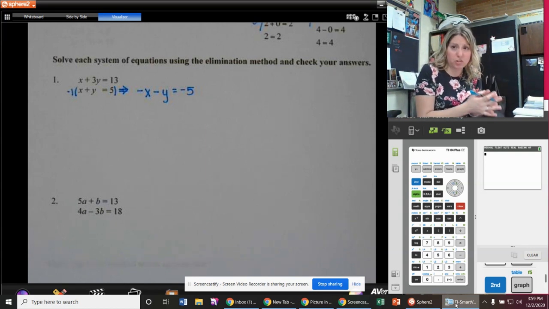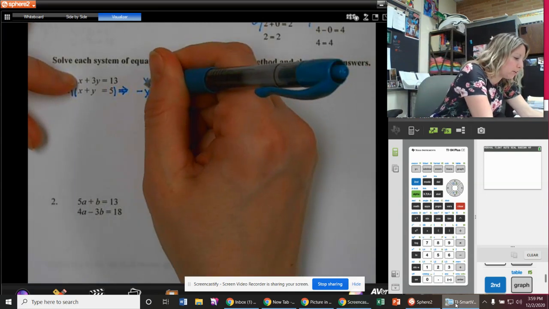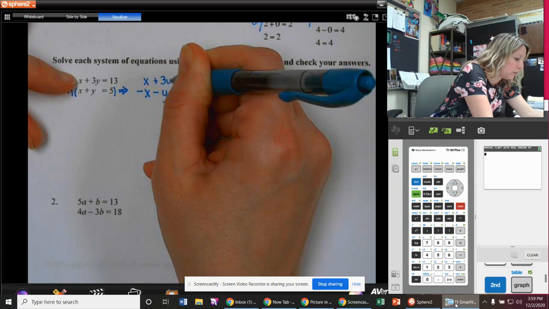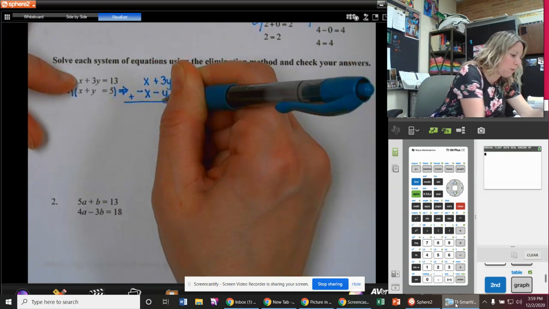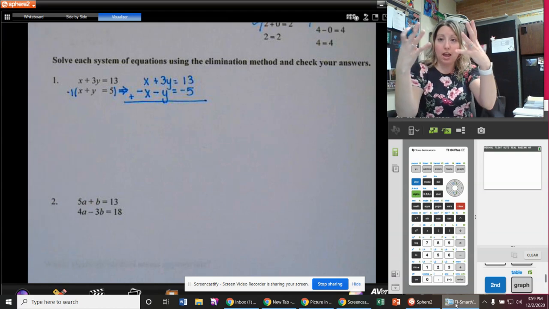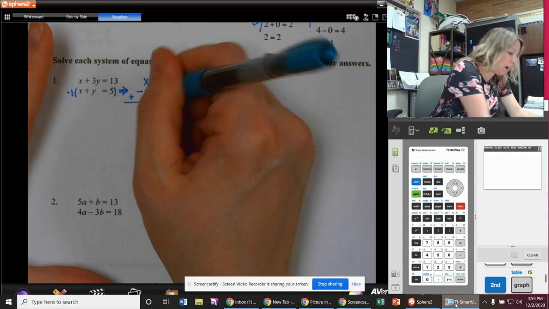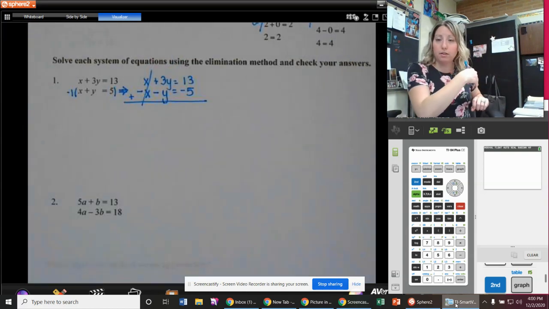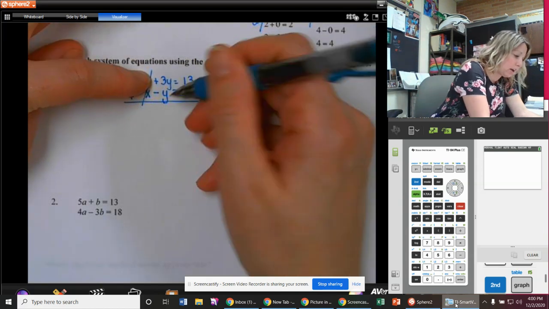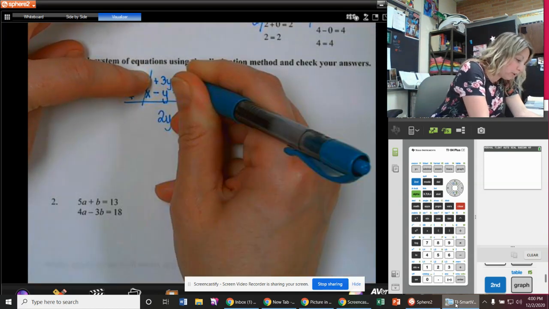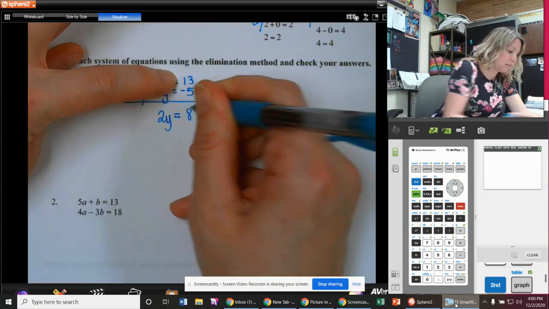But I forced opposites. So now what I'm going to do is I'm just going to rewrite the other original equation. I don't change or manipulate this equation at all. Now that I have opposite signs in front of my x's, I can add them up. X minus x is 0 x's. Boom, gone. Let's try the y's now. 3y minus 1y is 2y. Bring down your equal sign. 13 minus 5 is 8.